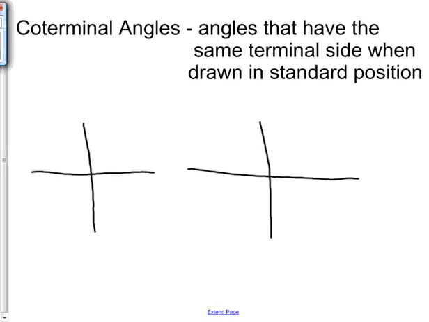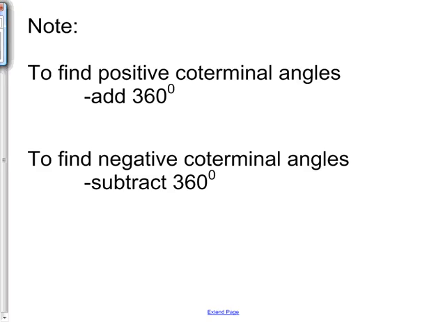Okay, so coterminal angles. They're angles that have the same terminal side and are drawn in standard position. So if I have this angle here and this angle here, I have the same terminal side. It looks like they're the same angle. But when we measure this angle, we just go from the x-axis up. When we measure this angle, we go around once, then up. Why do we do that? That's an angle. Can we do that 360?